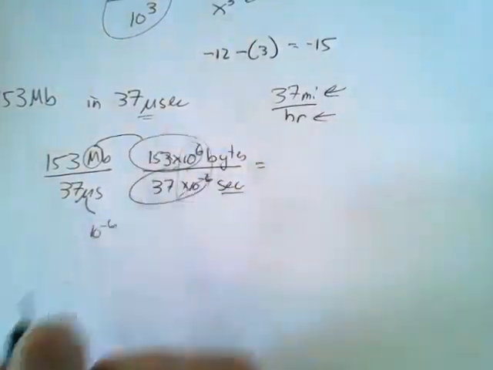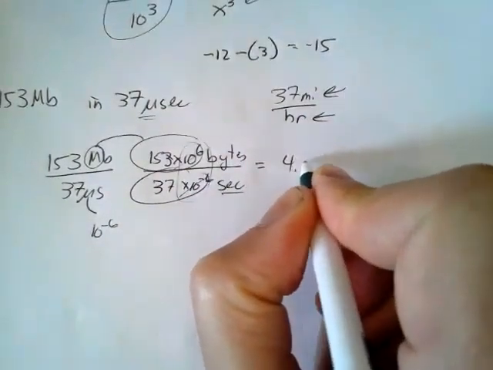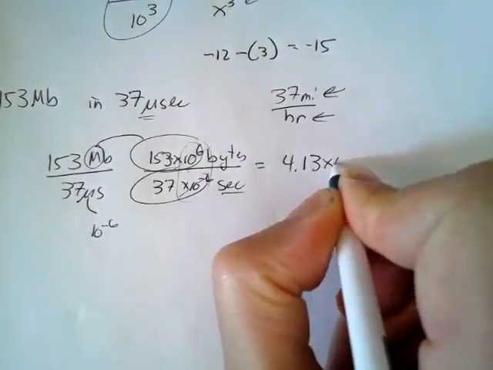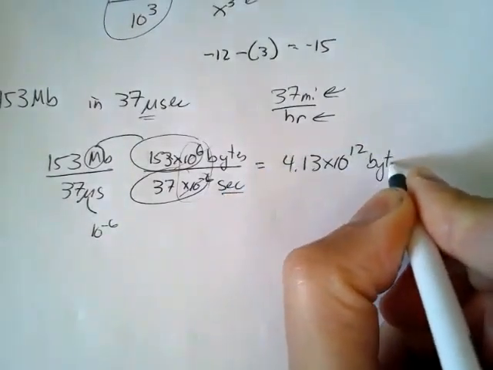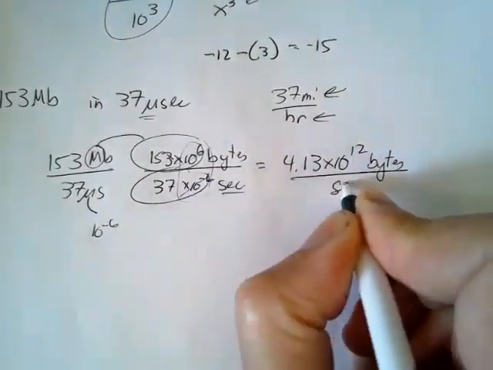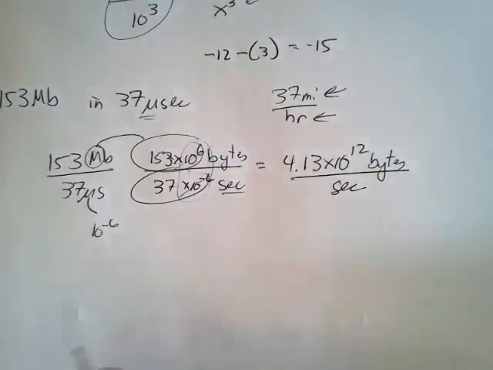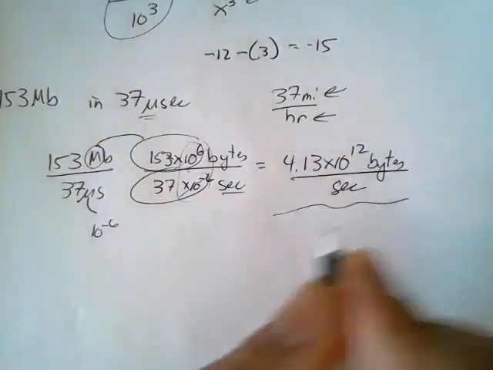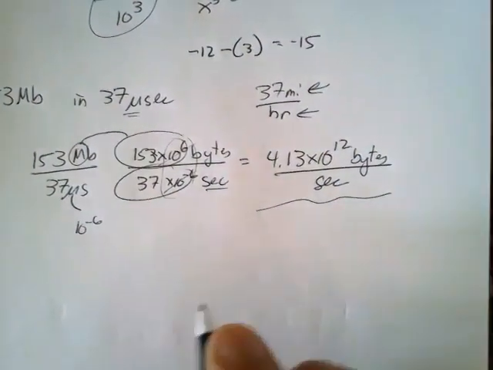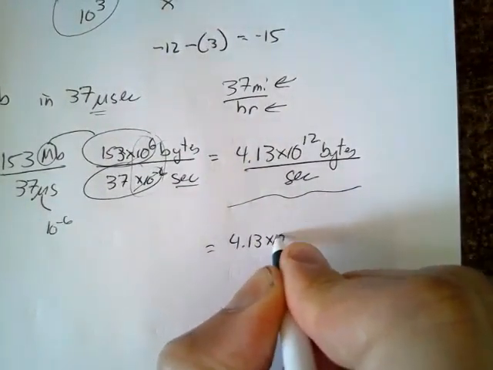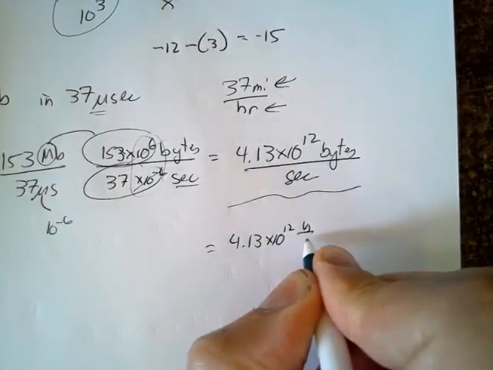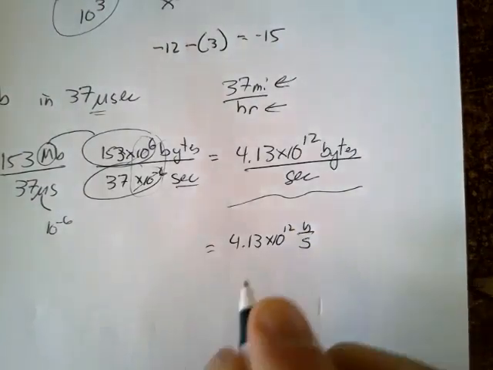If you calculate this using your calculator, you would in fact find this to be 4.13 times 10 to the 12th. And now in terms of units, we'd have bytes remaining in the numerator and we'd still have seconds in the denominator. And I would encourage you to write it this way initially. And then you could rewrite this as 4.13 times 10 to the 12th bytes per second.